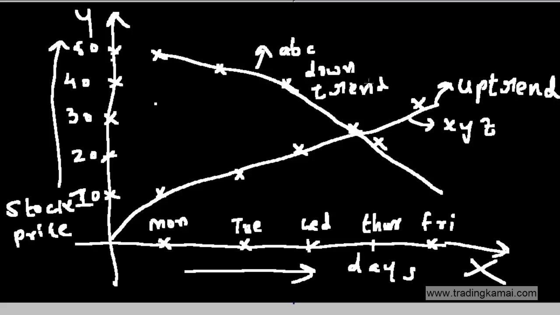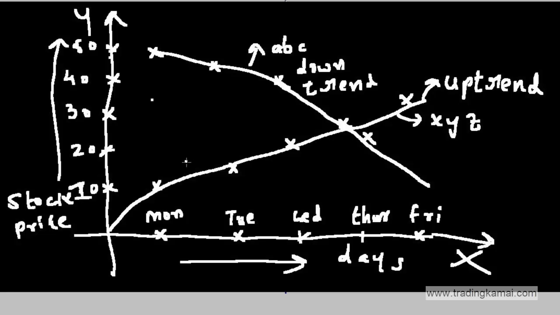So when the stock price is heading in a direction which is increasing the stock value with respect to period, it is called an uptrend, and vice versa. When the stock value starts decreasing with respect to your period, then it is called a downtrend.